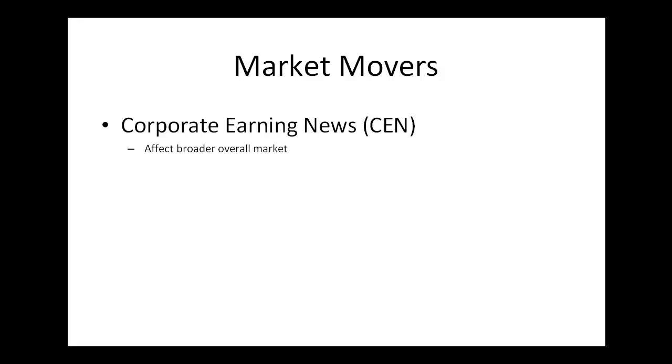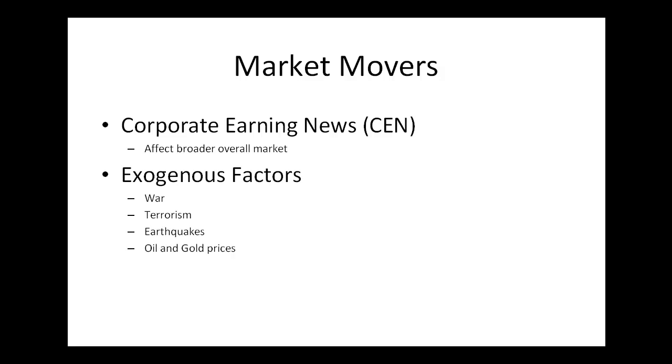There are 4 main market movers that you will come across that tend to push the market up, down or sideways. Number 1 is corporate earnings. Corporate earnings affect the broader market overall. For example, take a company like Exxon Mobil, oil and gas, which has an average revenue of about $486 billion per year. Then we have exogenous factors such as war, terrorism, earthquakes, oil and gas prices.